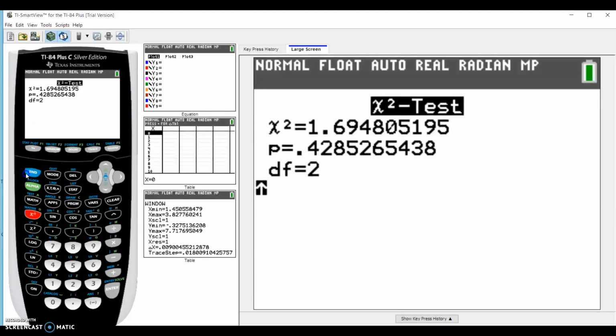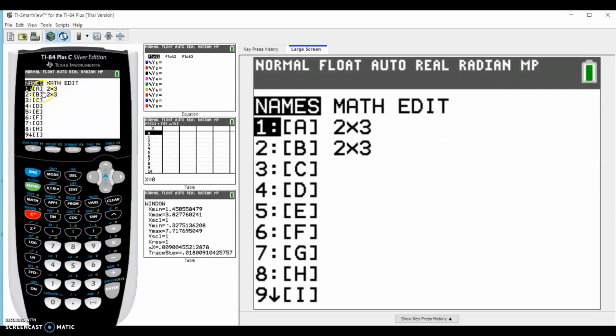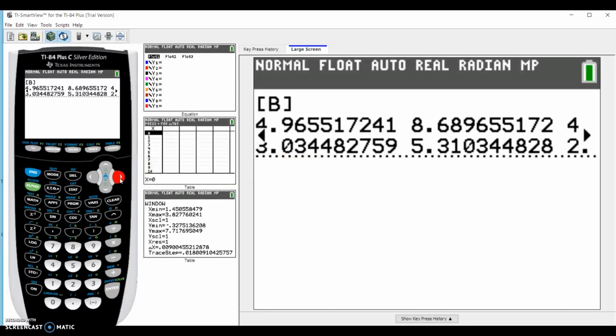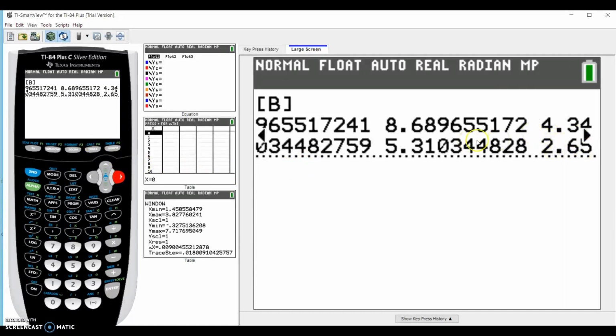And if we go back and look at our matrices, matrix B actually has stuff in it now. And so if I press enter and enter, this is matrix B. This is the expected matrix. So we are actually looking at our expected values right now. We can see that we have an expected count of less than 5, so our conditions were not met here. If we scroll over, we can see we have another 2 values that were less than 5. So we should actually not be doing a chi-squared test with the data that I typed in there.